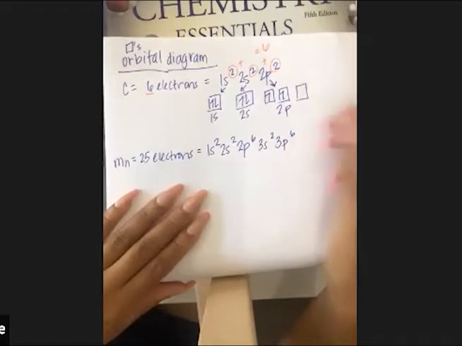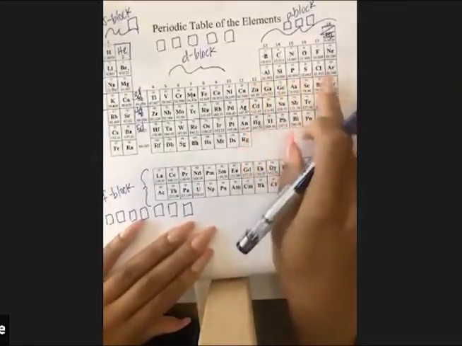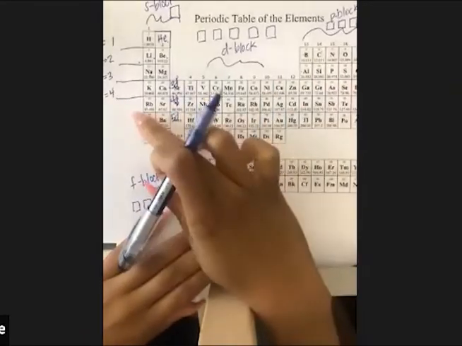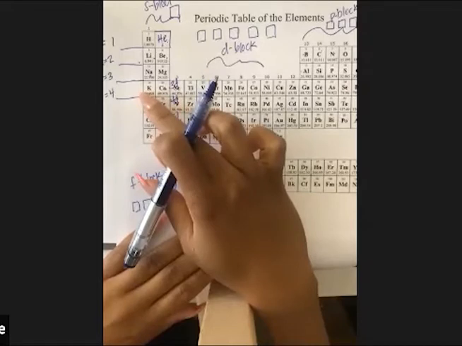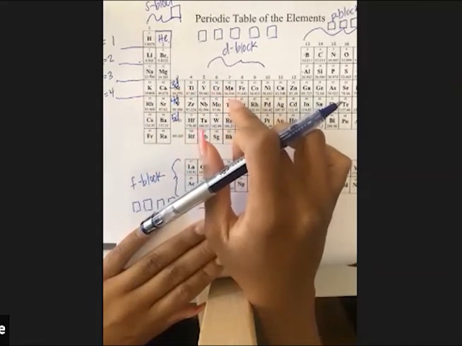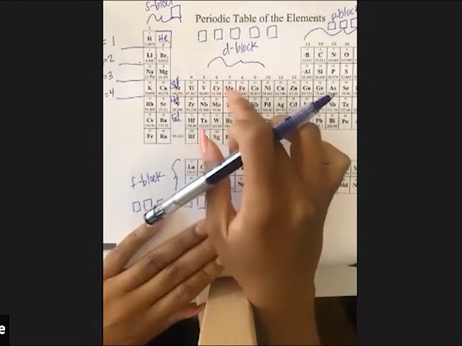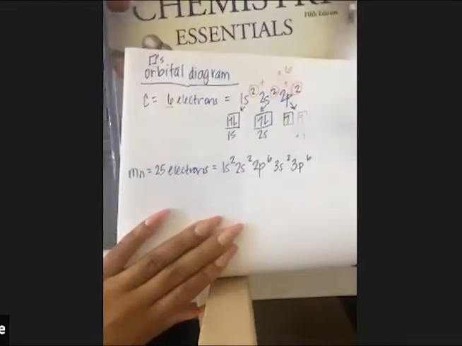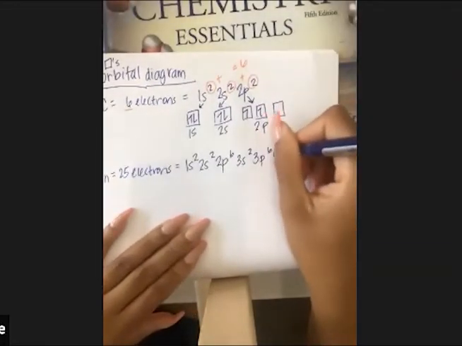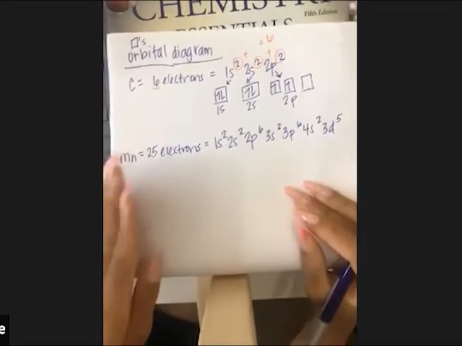3p6. 3d. Well, we completed 3p6 here. So then we keep going from left to right. 4s2, and then 3d. 1, 2, 3, 4, 5. So 4s2 and then 3d5. Let me know if you guys aren't following what I'm doing.